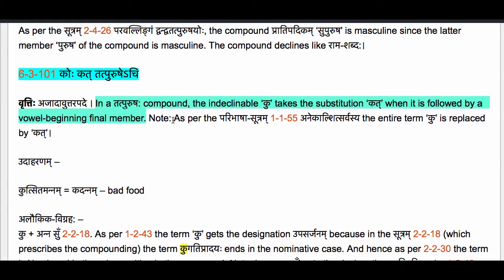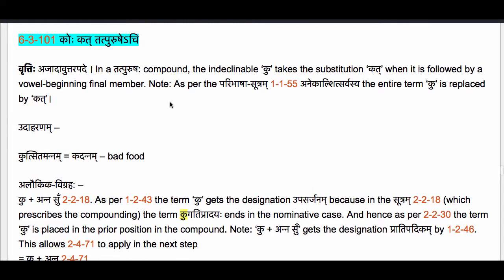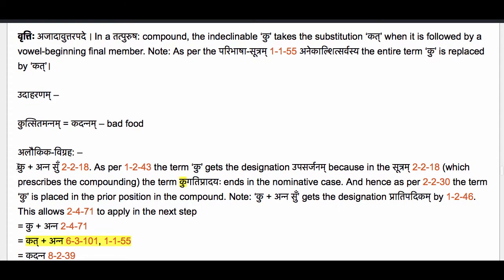The note here says that as per the Paribhasha Sutram 1.1.55, Anekal Shit Sarvasya, the entire term ku is replaced by kat. Since the substitution kat has more than one letter, therefore it replaces the entire term being substituted, which is ku. Let's take an example here. Kutsitam annam equals kadannam, meaning bad food. Derivation is straightforward. The alaukika vigraha is ku plus anna plus su, compounding authorized by the Sutram 2.2.18, Kugati Pradayaha.